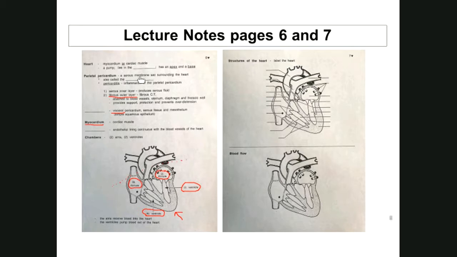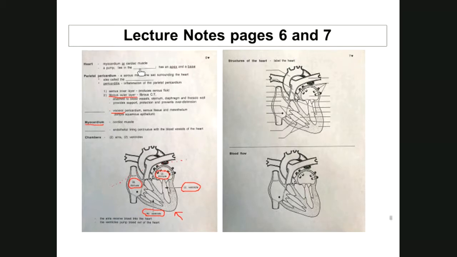It says the heart, myocardium or cardiac muscle. It is a pump, and it lies in the mediastinum. Mediastinum, that's an area in between the lungs. Yes, basically in between the lungs, and the heart is in the mediastinum also.